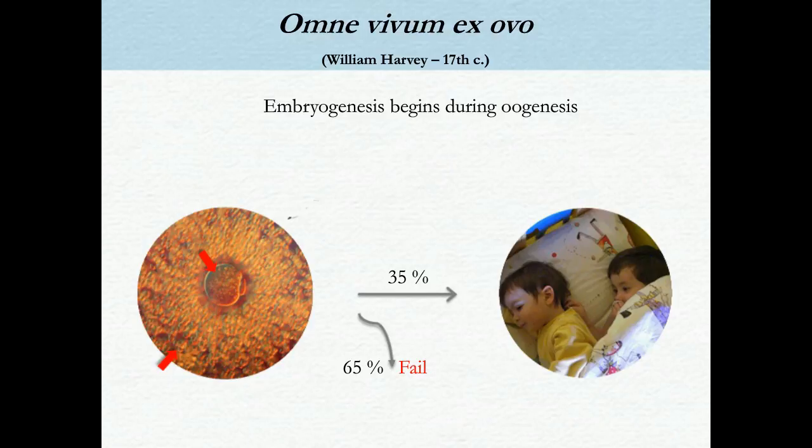Our species has a high reproductive failure of about 65%, which means that only 35% of the fertilized eggs will give birth to a new individual. In short, studying the mammalian egg is not just a matter of improving our basic knowledge, but it has important medical implications.